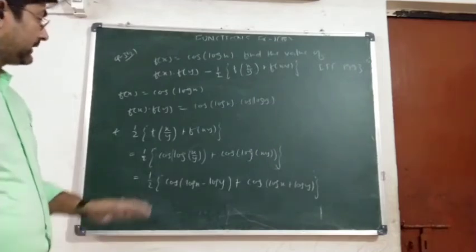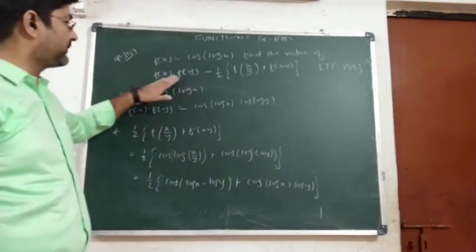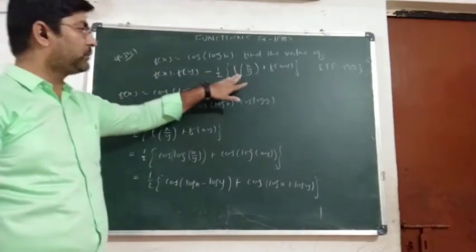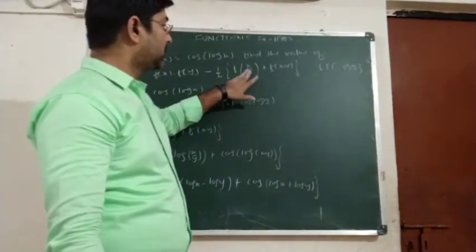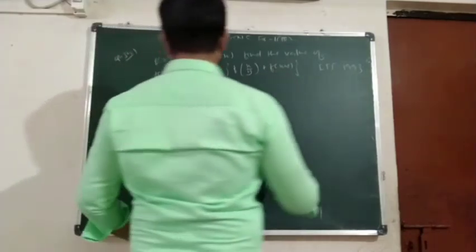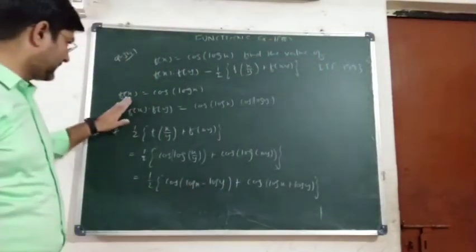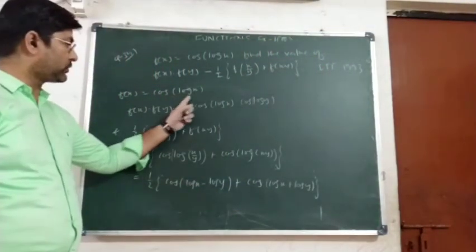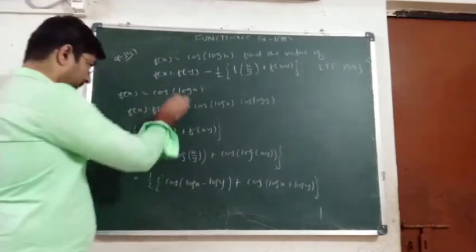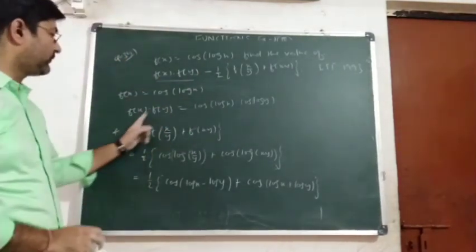Okay, let us go through the steps once again. We have to find the value of f of x into f of y minus 1 by 2 into f of x upon y plus f of xy. The function f of x is given by the formula cos of log x. Separately we are finding the two values. First we have calculated f of x into f of y. So that is very simple.